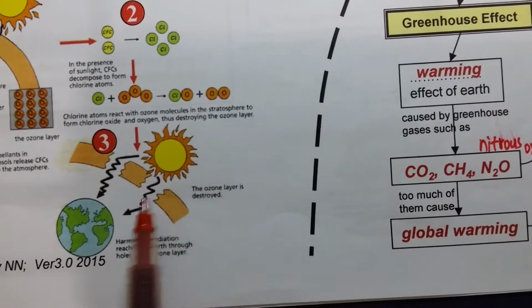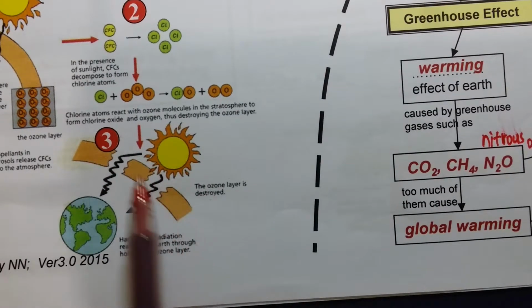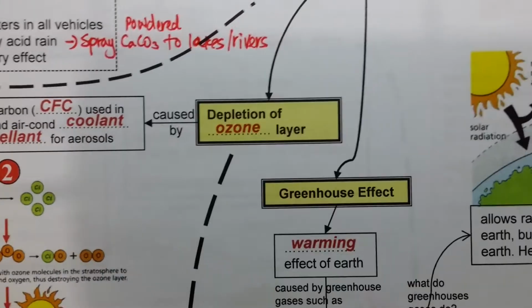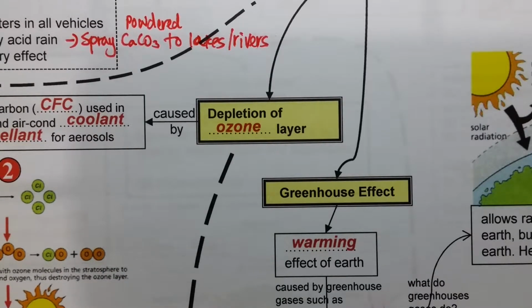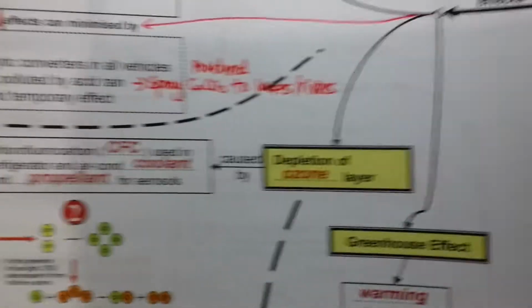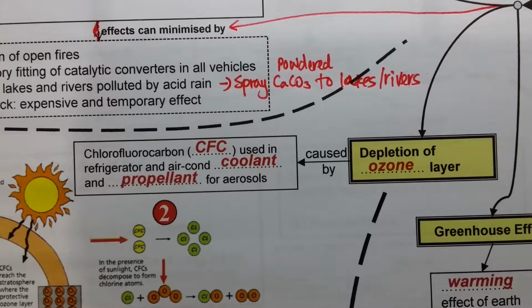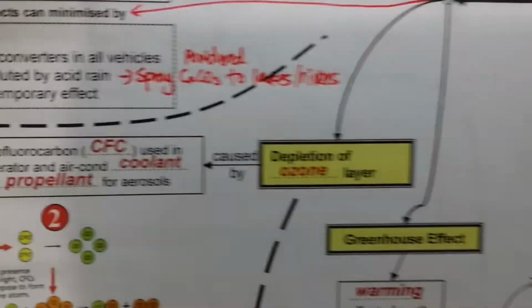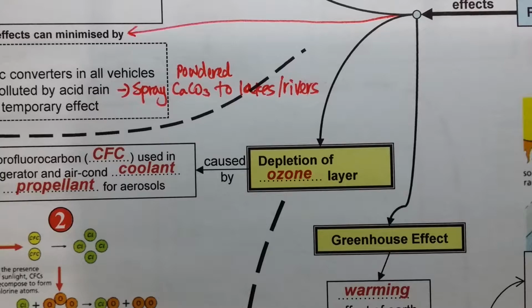So this is what will happen. The ozone layer will be depleted and then destroyed. So this is one of the effects of air pollutants. The air pollutant in this case is chlorofluorocarbon, which comes from fridge coolant, aircon coolant, or the propellant for aerosols, all those hairsprays, insect sprays, etc.